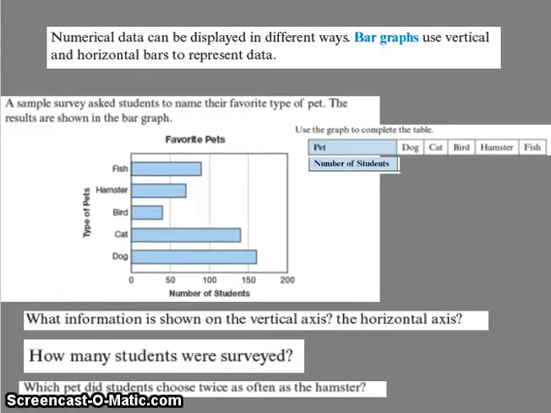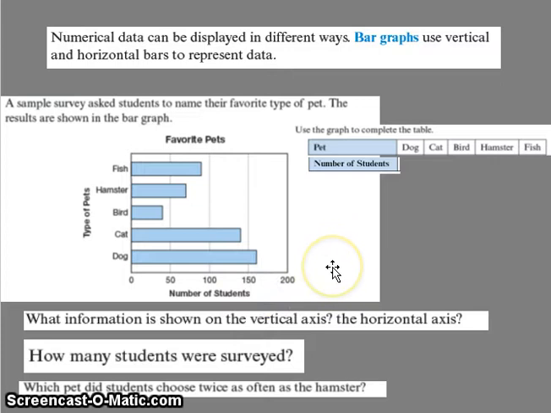So we're going to talk about some different ways that numerical data can be displayed. And the first way is through bar graphs. Bar graphs use vertical or horizontal bars to represent data. Now here we have a bar graph. It says a sample survey asks students to name their favorite type of pet. The results are shown in the bar graph. So the title of the graph is Favorite Pets. On the y-axis here we have types of pets, and then on the x-axis we have numbers of students.